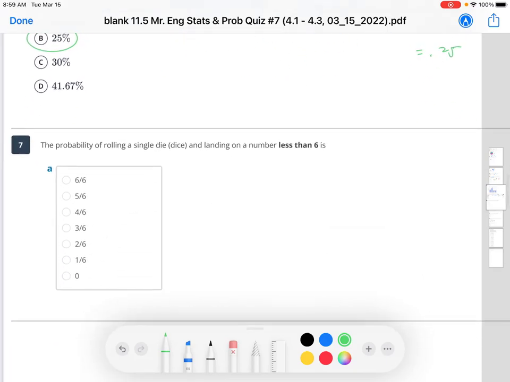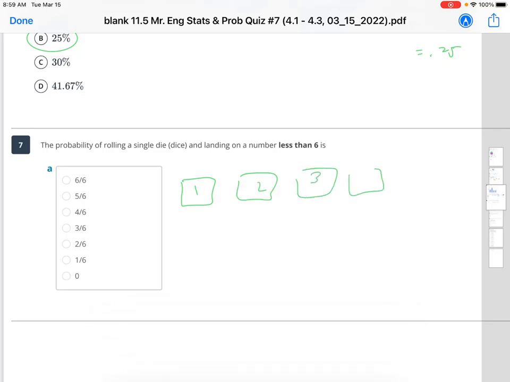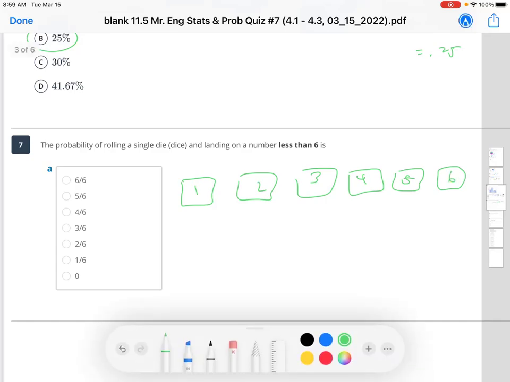Question number 7, the probability of rolling a single die and landing on a number less than 6. Okay, so if I list out all the numbers, 1, 2, 3, 4, 5, 6. And I want numbers that are less than 6. Not less than or equal to, but smaller than 6. So this number, this number, this number, this number, this number, not this number. So basically I want these.